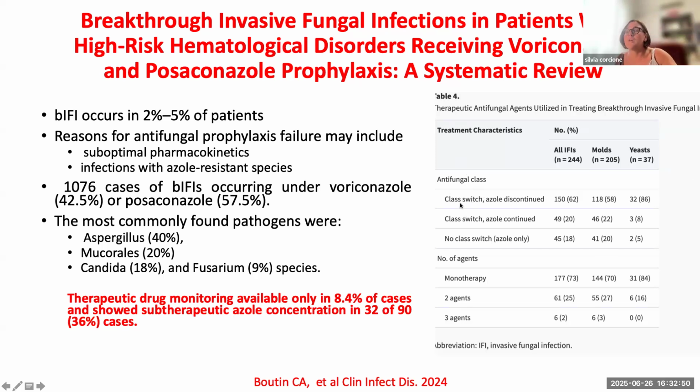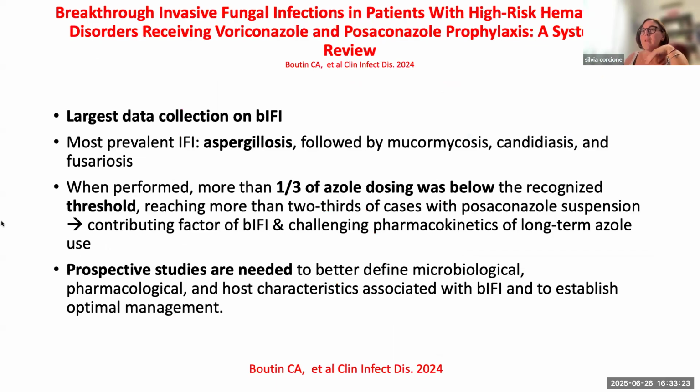We have to switch class in order to think about infection due to an azole-resistant species. We can continue the azole and change it, maybe from posaconazole to voriconazole or isavuconazole, or we have to do combination therapy. So if we improve our ability to optimize the pharmacokinetics of posaconazole in acute myeloid leukemia, maybe we can also improve our therapy when we move from prophylaxis to treatment.